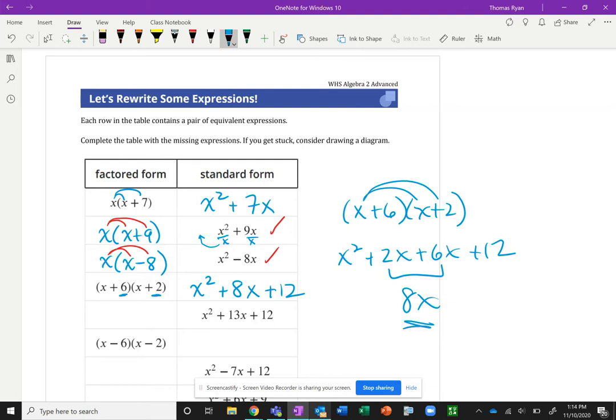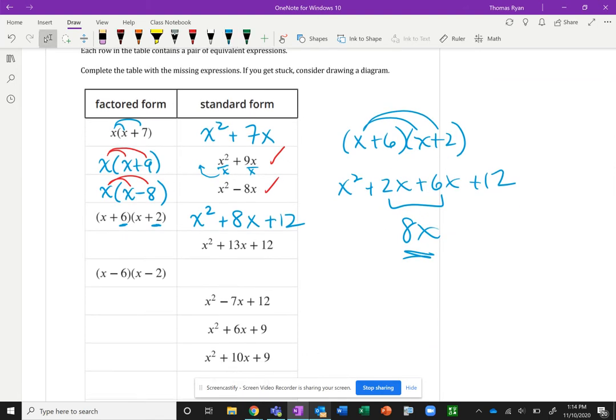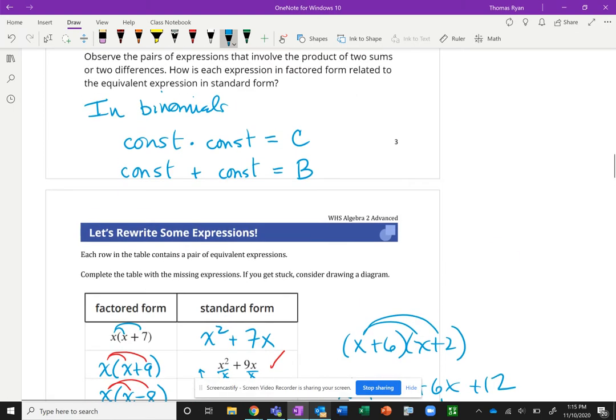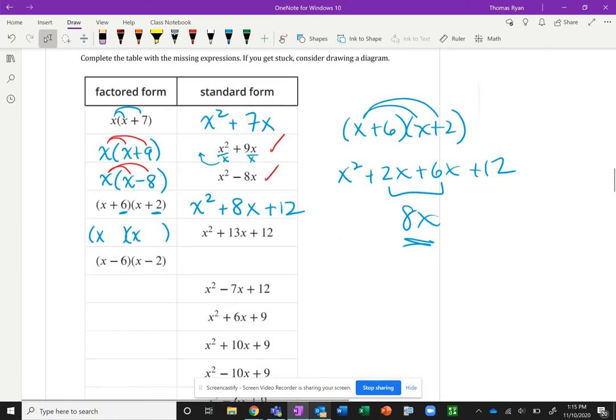So we're good. Now when we have to go back from standard form, remember what we're looking for. Two binomials with an x and an x. And the two constants are going to multiply to 12, but at the same time, they're going to add to 13 because that's our pattern. Constant times constant gives you C. Constant plus constant gives you B.